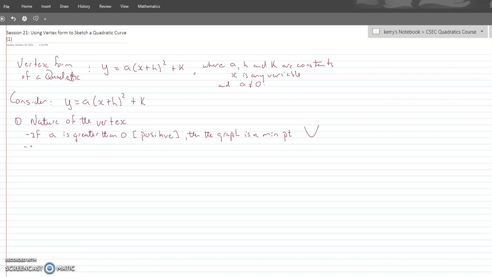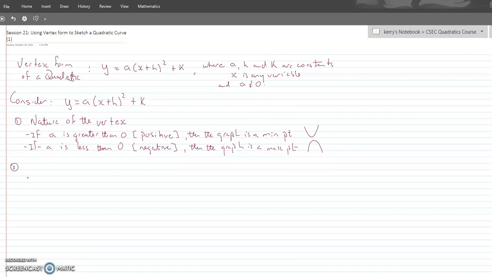Similarly, if a is less than 0, and any number less than 0 is negative, so if a is negative, then the graph is a maximum point graph. So if the number that the bracket is being multiplied by is positive, the graph has a minimum point. If the number is negative, it is a maximum point, right? A number which is neither negative nor positive is 0, but remember, a can't be 0. So that's your first one.